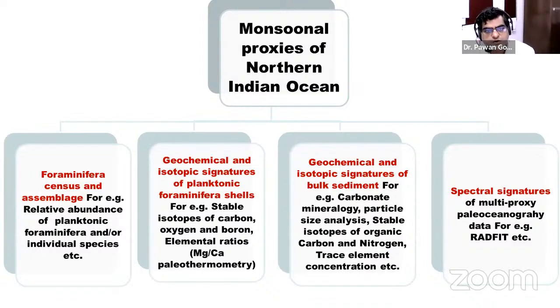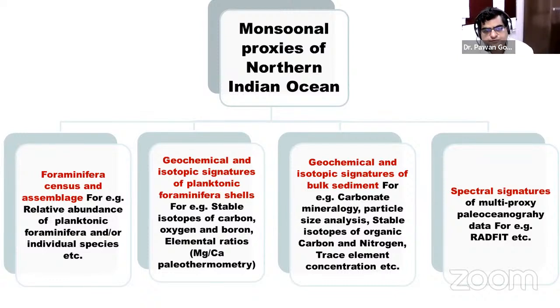So I would just like to give a brief on monsoonal proxies of the Northern Indian Ocean. Basically, there are many proxies which we can use, and everybody uses different proxies. But basically, I work on foraminifera because they are very sensitive to the marine system, and they have all the signatures, so they are very sensitive. And so I work on the foraminifera census and assemblages, in which relative abundance of planktonic foraminifera or the individual species.